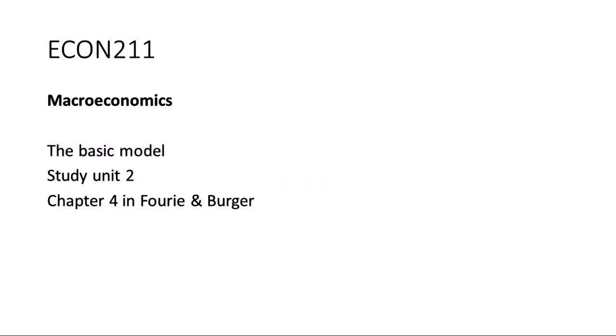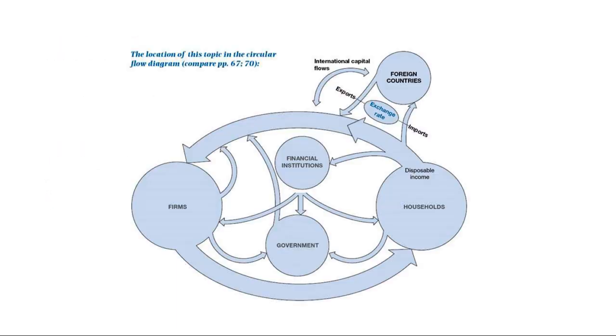In this video, we are still busy with study unit 2, but we've moved on to chapter 4 in Fourie and Burger. Now, chapter 4 is all about adding the foreign sector to our model. You can think of the foreign sector as an addition to the circular flow of economic activity, spending and income. A country's transactions with other countries are made up of exports of goods and services, imports of goods and services, as well as international capital flows. And all of these are influenced by the exchange rate.